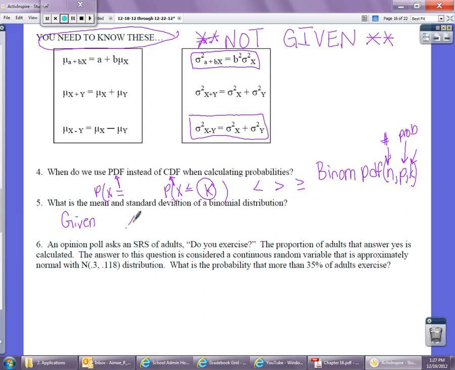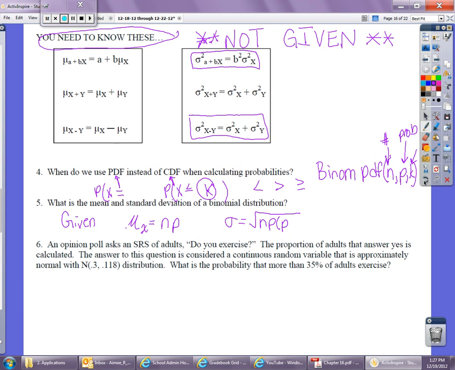Okay? The mean is going to be equal to N times P. The standard deviation is going to be equal to the square root of N times P times the complement of the probability, 1 minus the probability. Okay? And again, you're given those.